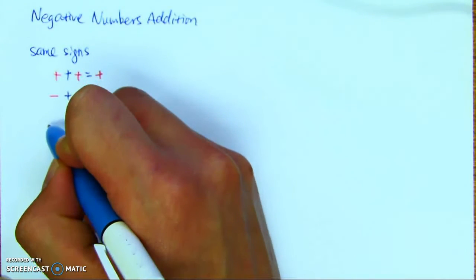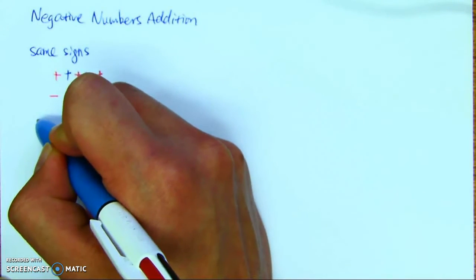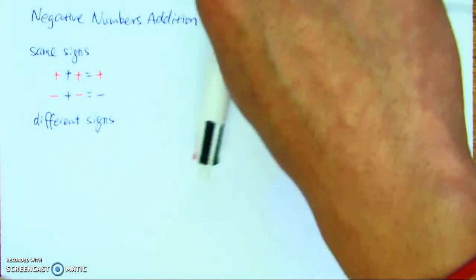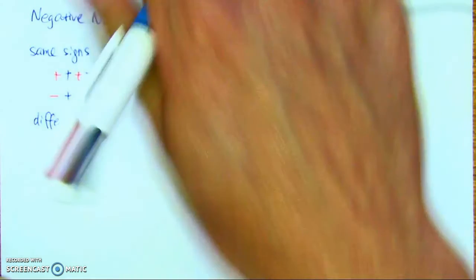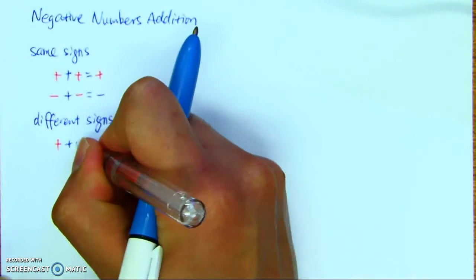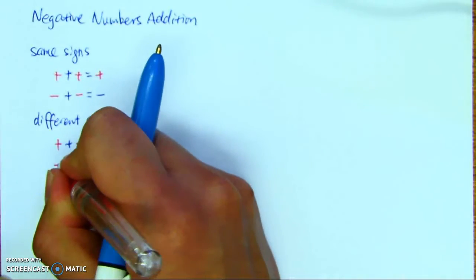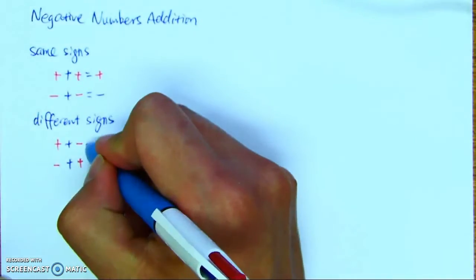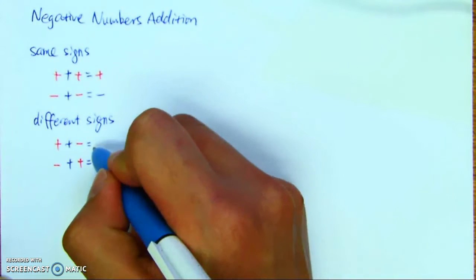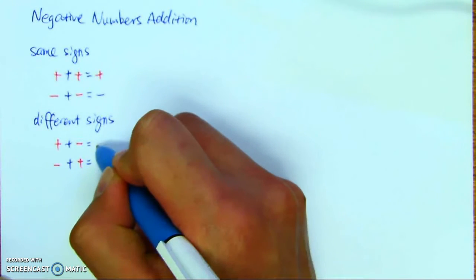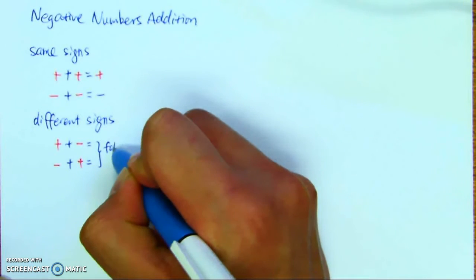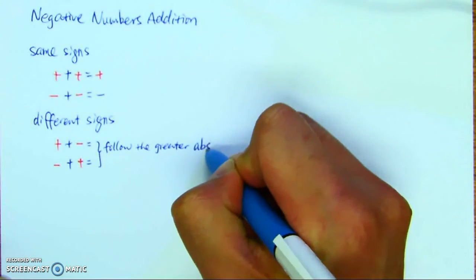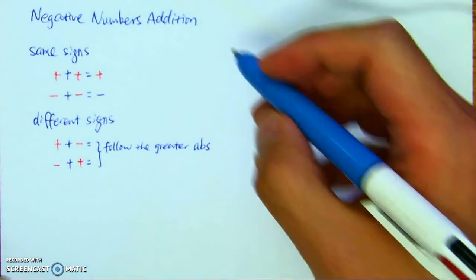Another big situation is if two numbers have different signs, like positive plus negative, or negative plus positive. This situation is a little bit complex because that will not give you the direct sign. You have to follow the greater absolute values. Okay, so that is the first step.